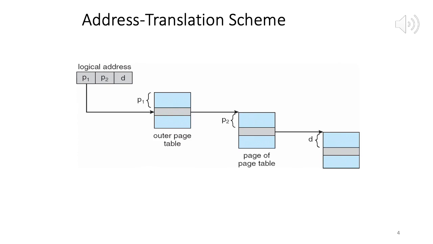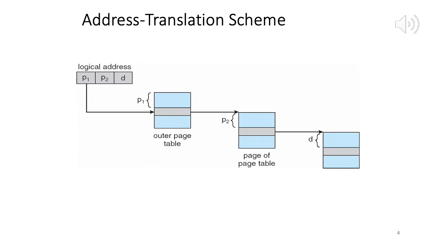Okay. So this is the P1 field, and using these bits, we extract these bits, and using them as an index, we look up into an outer page table. Okay. And we get an entry, and what does that entry contain? That entry would contain the starting address of the appropriate second level page table.